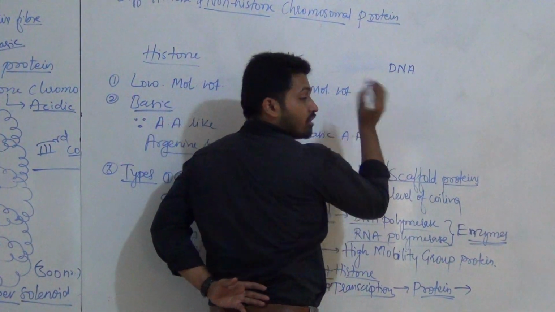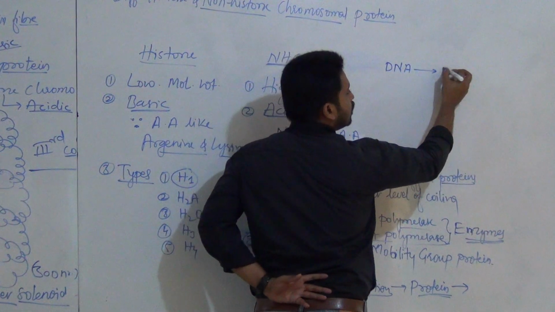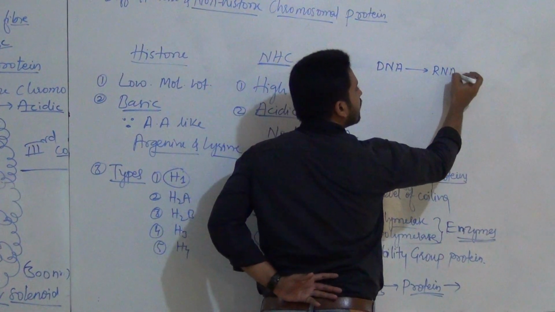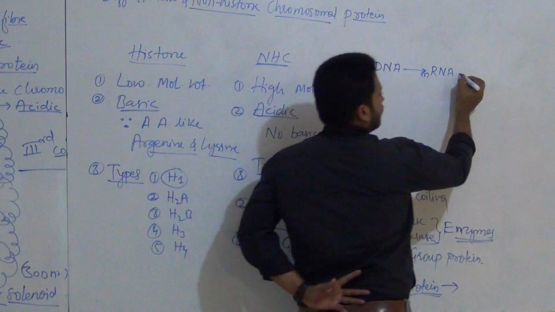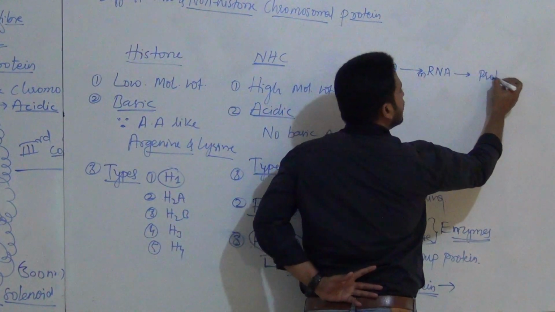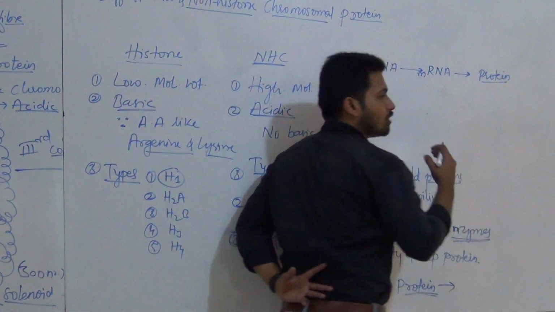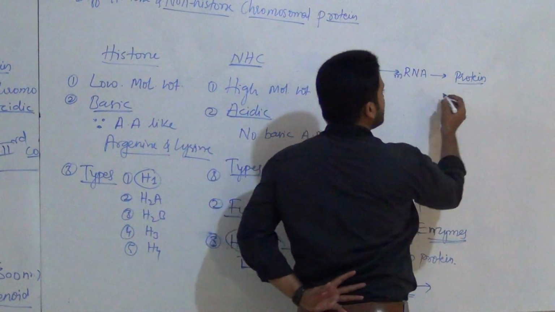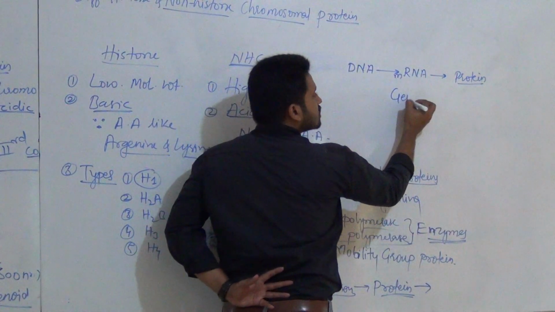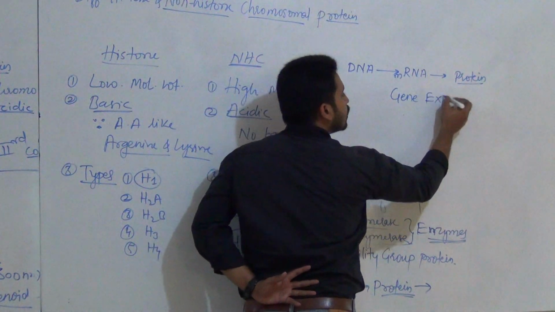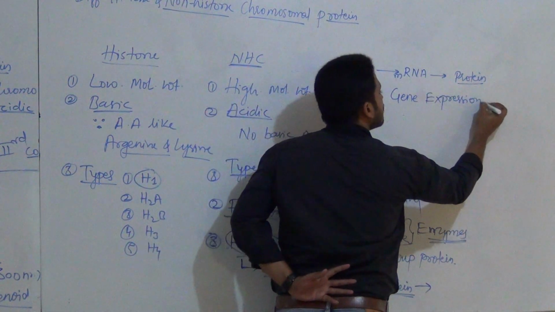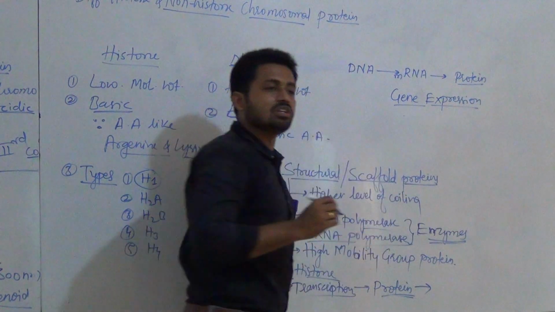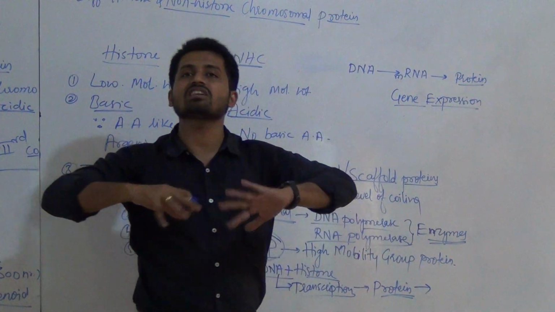DNA which is separated from histone becomes able to produce RNA, that is mRNA. From this we are getting protein, and whatever protein is formed, that type our phenotype or genotype will be formed. So this is nothing but gene expression. Very important. Gene expression means genes which are expressing themselves.